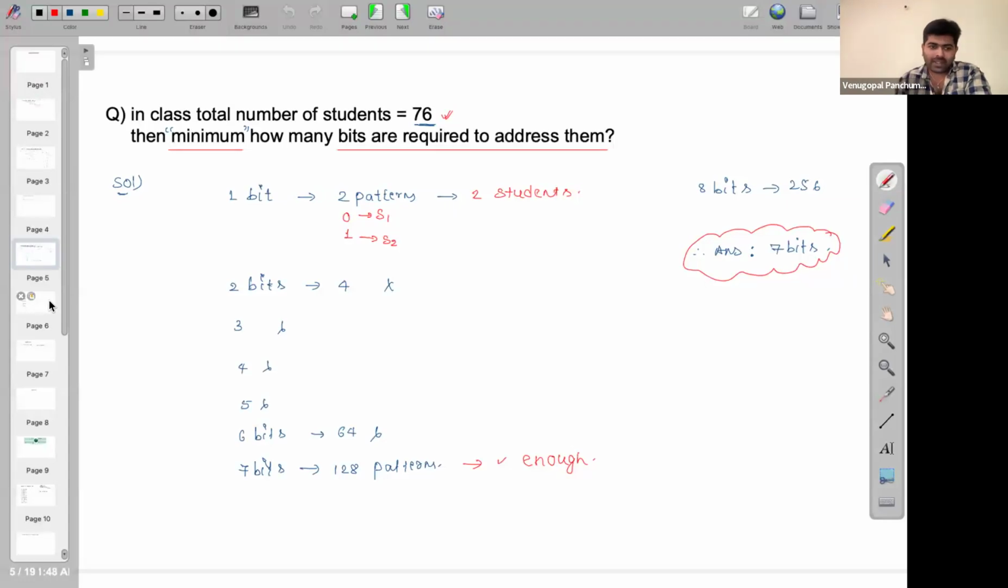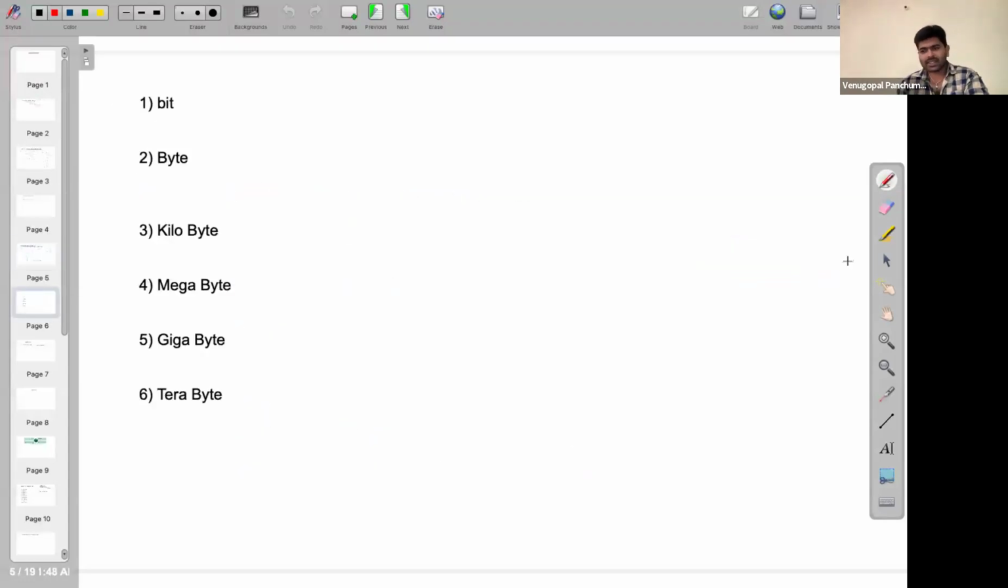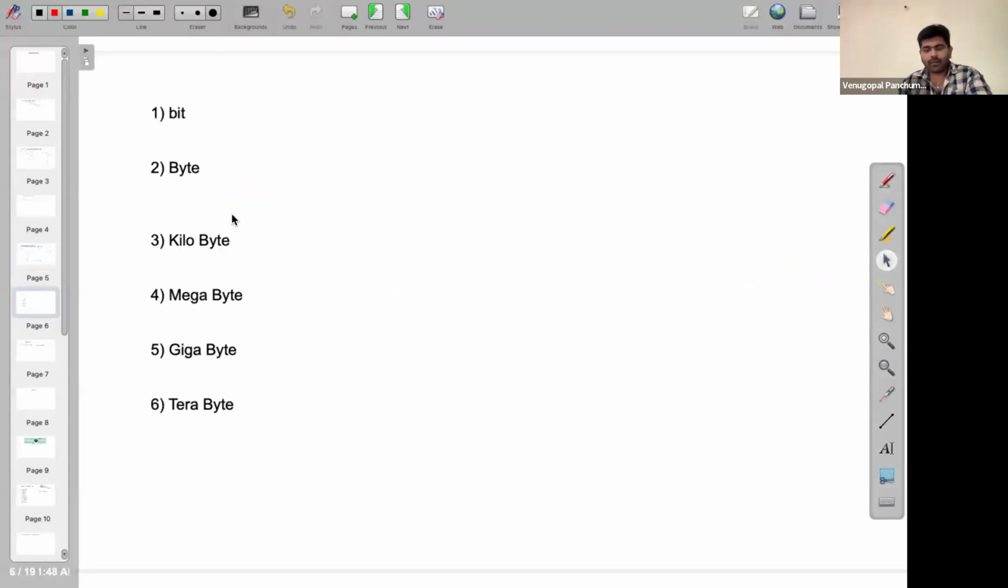Okay, so now next. We know that 1 bit is nothing but 0 and 1. So 1 bit means it can be either 0 or 1. Next, you need to understand what a byte is. A byte is nothing but a collection of 8 bits.